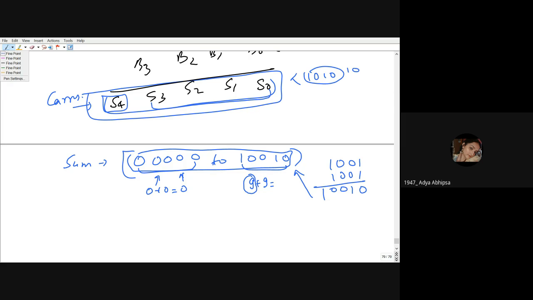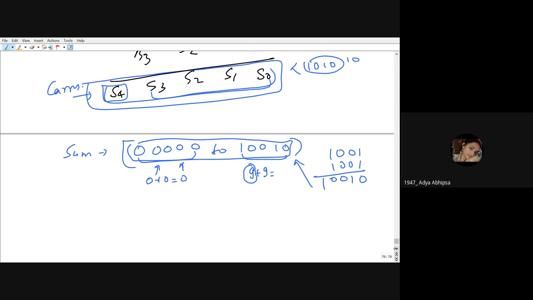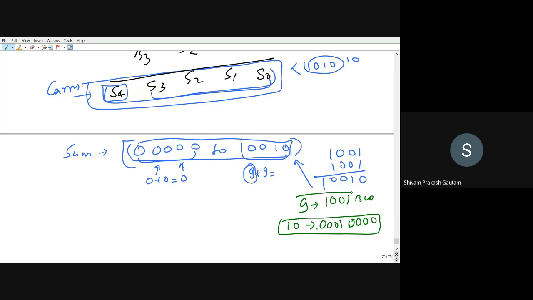Yes, so is 9 inclusive or exclusive? 9 is inclusive, because 9 can be expressed in BCD. This is the BCD of 9. But for 10, how can you represent 10 in BCD? That is 0001 and 0000. So this is the 10 representation using BCD, and this is the 9 representation. Each decimal place will need 4 bits in BCD.